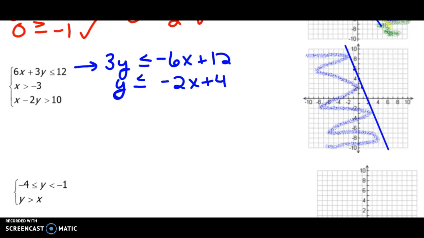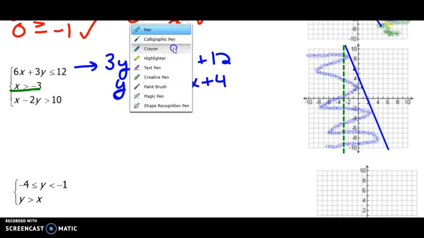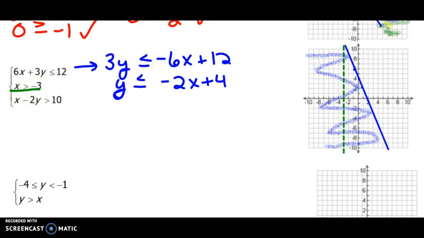This next equation, x is greater than negative 3, is going to be a vertical line and a dotted line going through x equals negative 3. And then since we're talking about shading and it's greater than, we would want to shade to the right. So in this area right here.